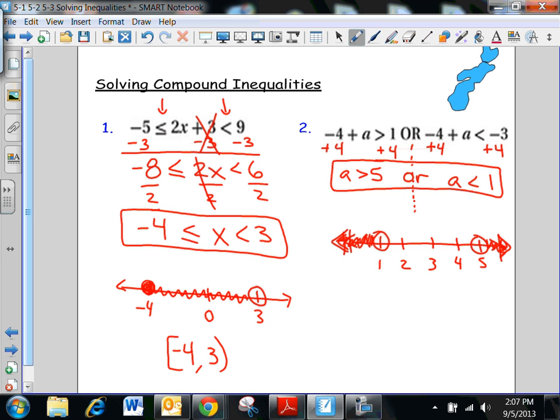Okay? And then the interval notation is slightly confusing. For "or" inequalities, it would look like this. It would say negative infinity, comma 1, parenthesis, union, that U means union, parenthesis 5, comma infinity. We will go over this more in class, but that is interval notation for "or" inequalities.